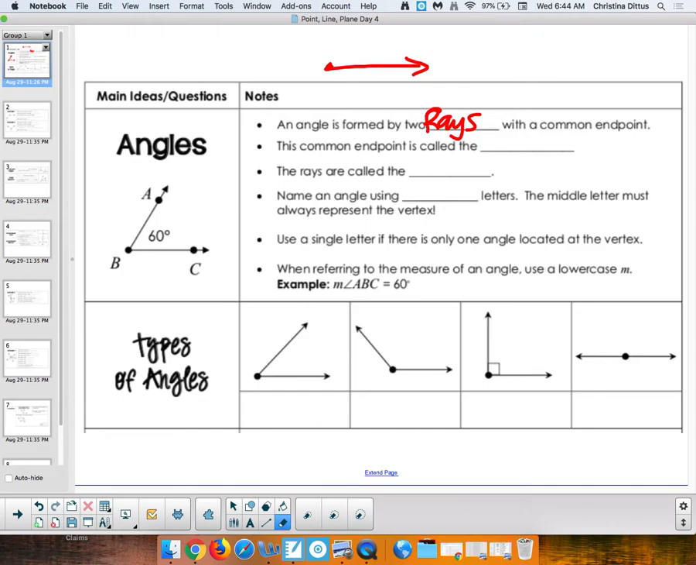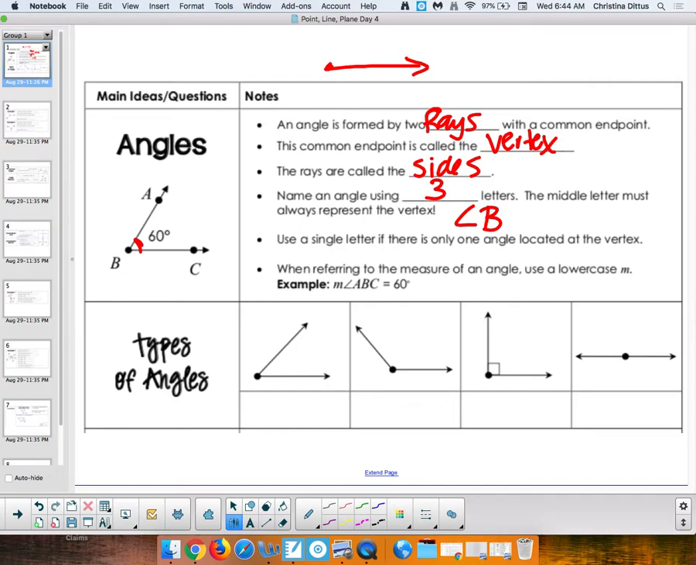In our angles, this endpoint is called the vertex. It's where your two rays meet. The rays are called the sides. And name an angle using three letters. At times when it's only referring to one angle, if there's only one option, you can use one letter. In this case, we could use one letter called angle B. There's only one angle B right here.